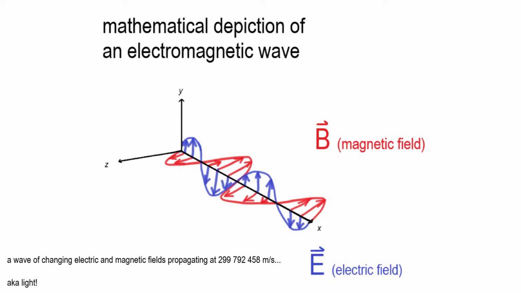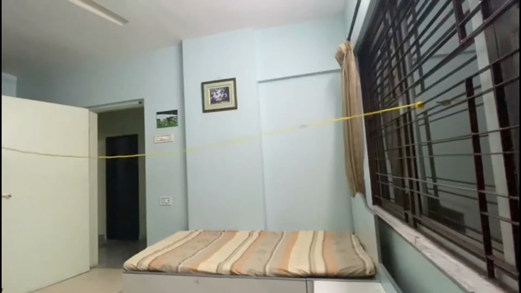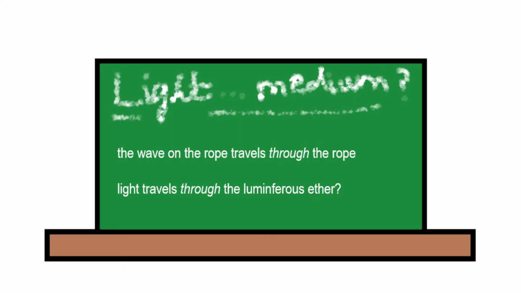By now, physicists were getting really confident in the wave theory. Light was a transverse wave, just like the wave on a rope. But this wave here on the rope has a medium that it's traveling through, the rope. So does light also have a medium that it's traveling through? That was a burning question of the 1880s, and physicists assumed that there indeed was a medium through which light traveled, called the luminiferous ether.